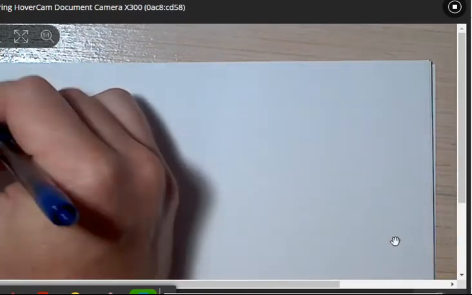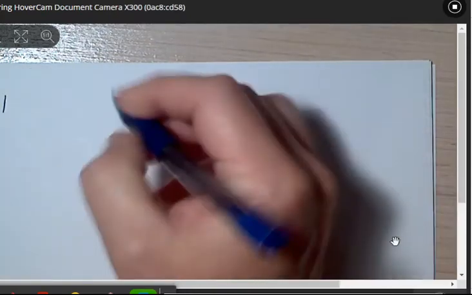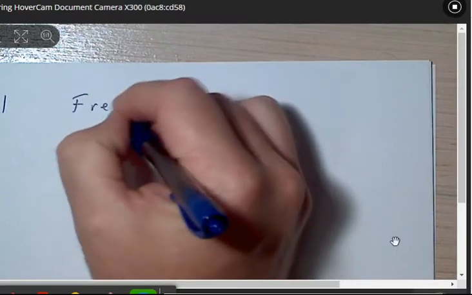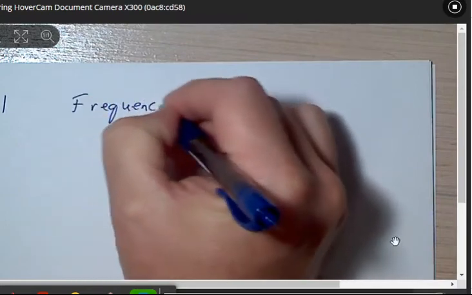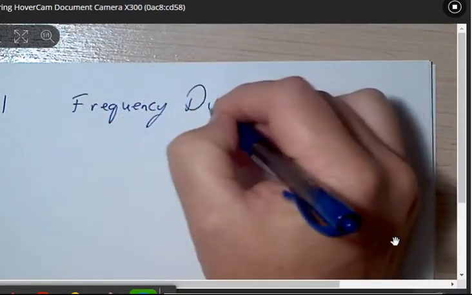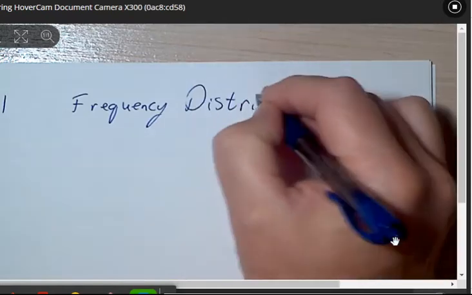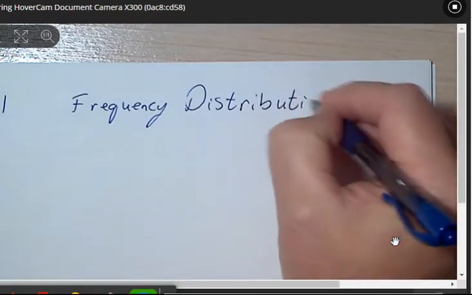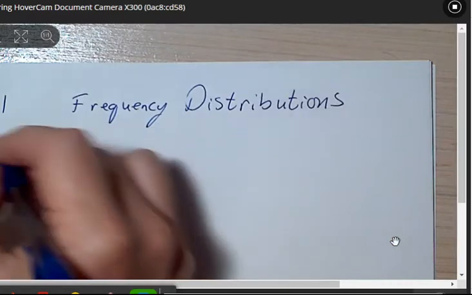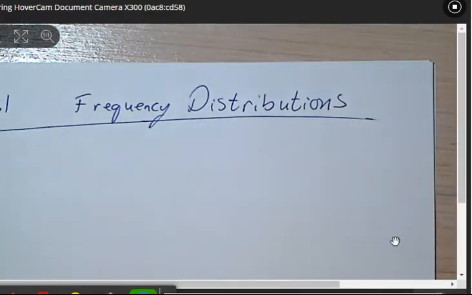Okay, so for 10.1, it's about frequency distributions. And really, there's two main types of distributions they're going to work with. Really short section when it comes down to it because they're just talking about these two things that's here.